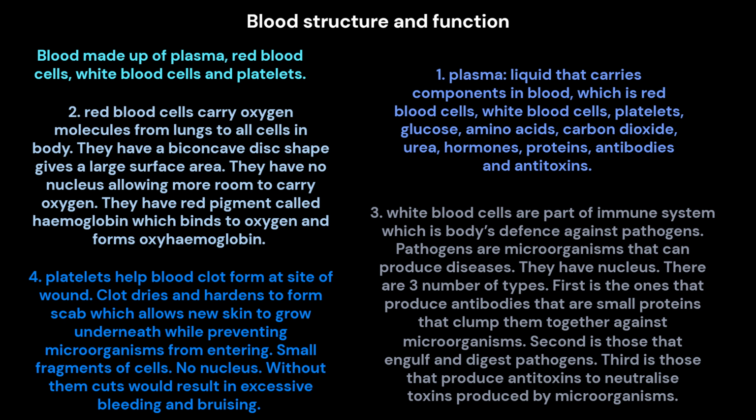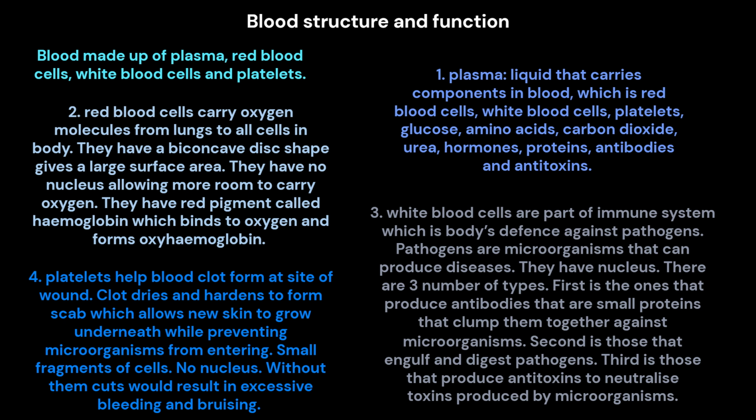2. Red blood cells carry oxygen molecules from the lungs to all cells in the body. They have a biconcave disc shape, which gives a large surface area. They have no nucleus, allowing more room to carry oxygen. They have a red pigment called hemoglobin, which binds to oxygen and forms oxyhemoglobin.